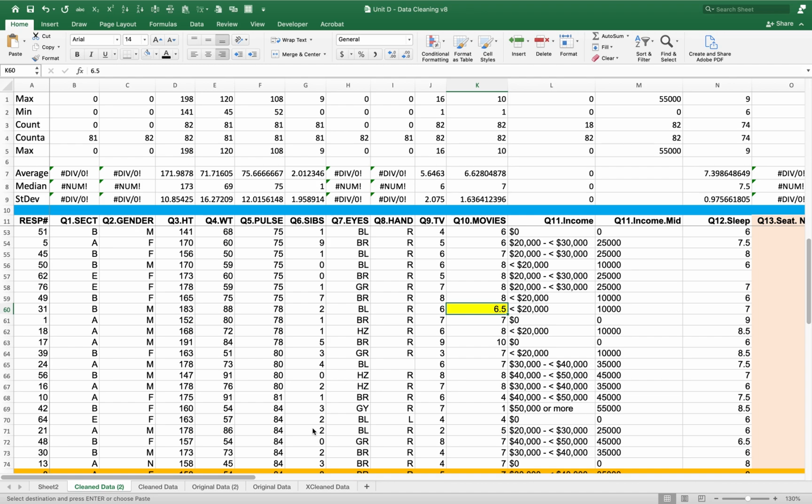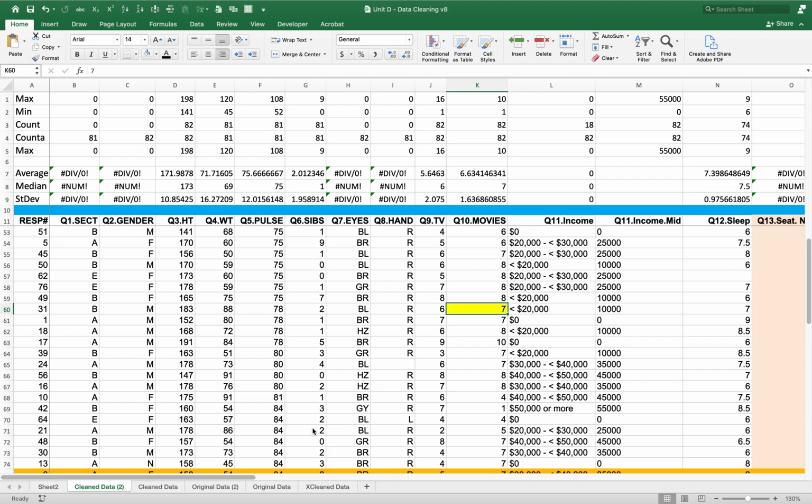The data entry people will have a coin beside them on the desk. When they start off, it might show a head. The first time you come across a half value, you look at it and say, what does my coin say? It's a head. A head means round up, so I'm going to change that to a 7. Then you flip the coin over to a tail. The next time you come to a half value, it's a tail, and that says round it down. You only do that with half values.